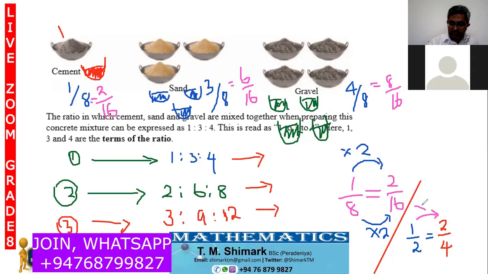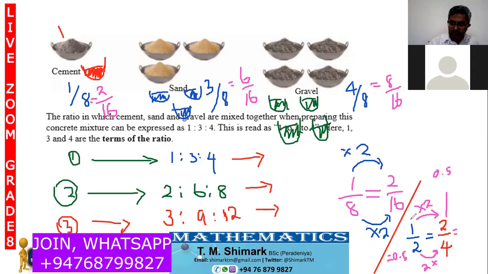If the numerator is multiplied by 2, you have to multiply the denominator also by 2. Then only we can make an equivalent fraction, right? So if you take 1 by 2, divide and check, this will be 0.5. Divide 2 by 4 and check, it is also 0.5, right? I can make many equivalent fractions like this.